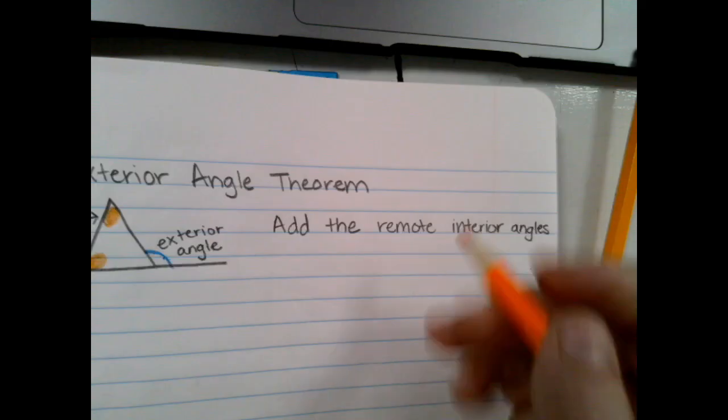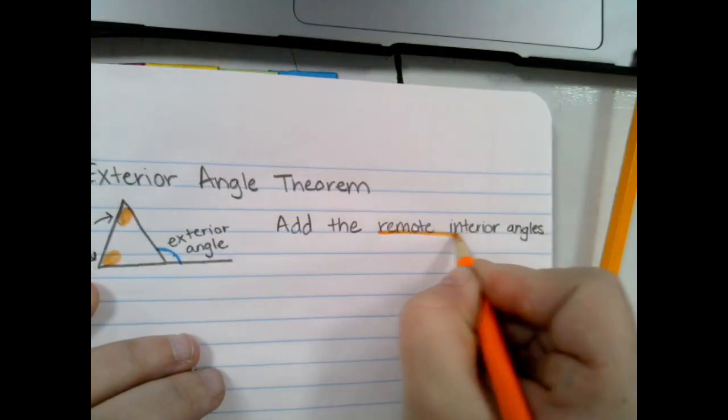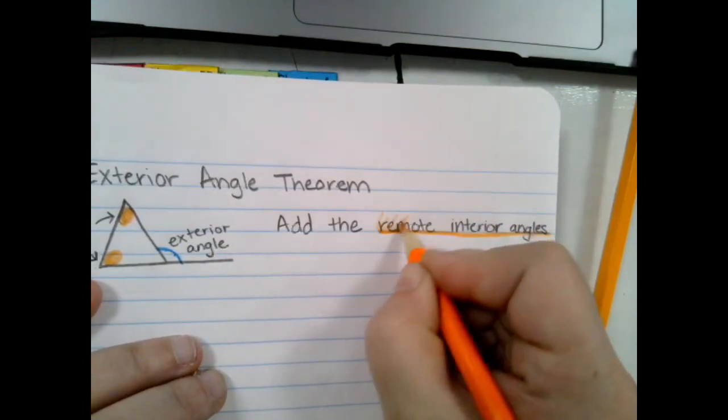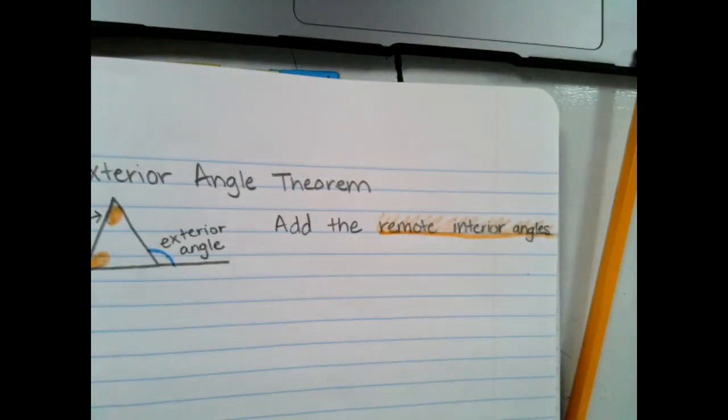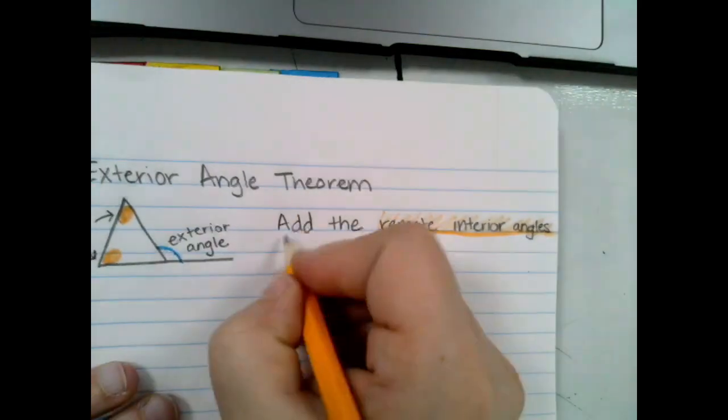Okay, add the remote interior angles. All right, so our remote interior angles, we're going to add those together. And it to equal the exterior angle.